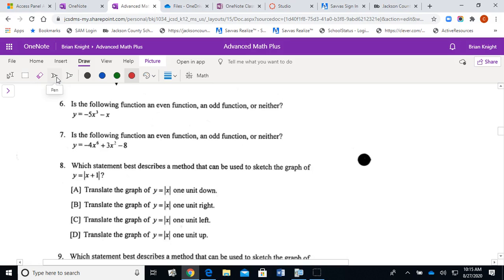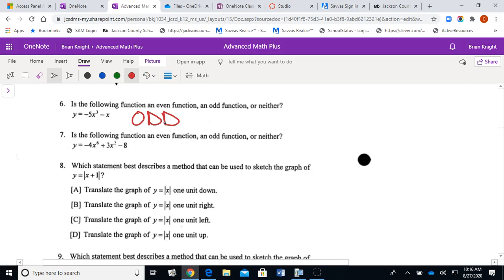To be even, all the exponents need to be what? Even. To be odd, all the exponents need to be odd. It's as easy as that. If you have some even and some odd, it's neither. So on number 6, the first x has an exponent of 3. The second x, there's no exponent shown, but what is the exponent there? 1. So 3 and 1 are both what kind of numbers? Odd. So this is an odd function. That's as easy as it gets.